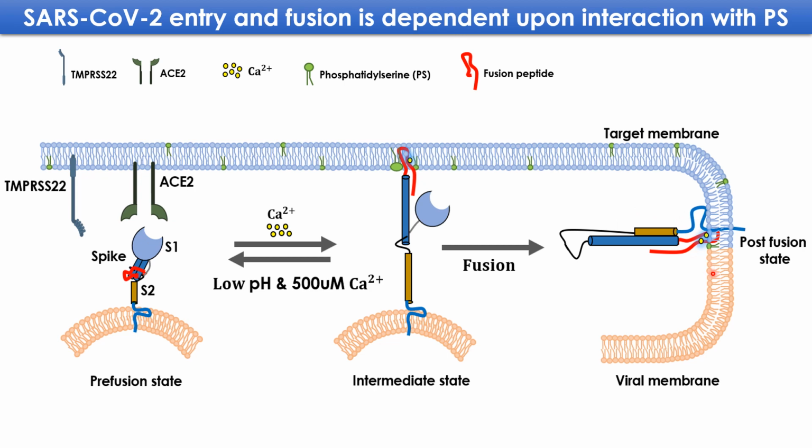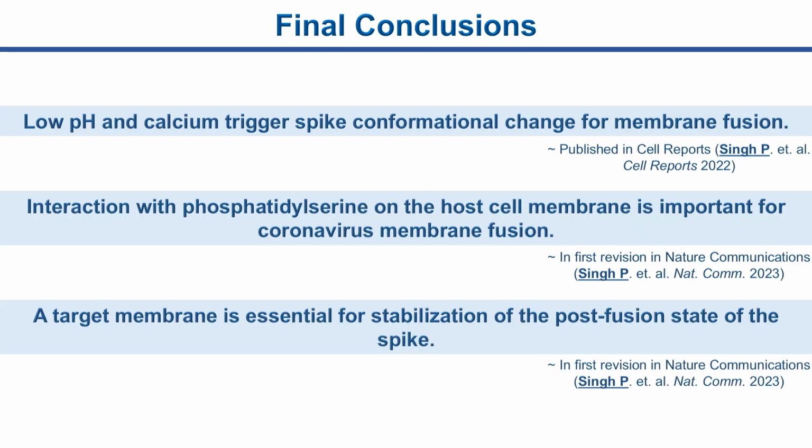And this is the first time that research work has shown directly that PS can interact with the viral spike, and interaction of PS with the spike is crucial for fusion to take place. This work has already reached its first review stage in Nature Communications. So these are the three major conclusions from my work.